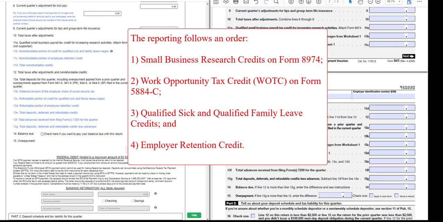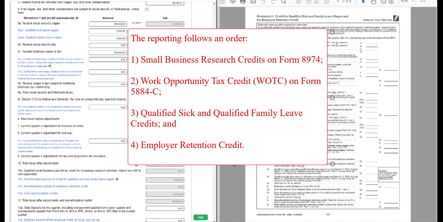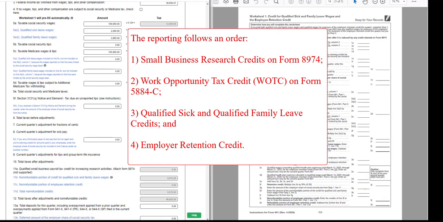First, small business research credits on Form 8974. Second, work opportunity tax credit on Form 5884C. Third, qualified sick and qualified family leave credits. And finally, fourth, employee retention credit.